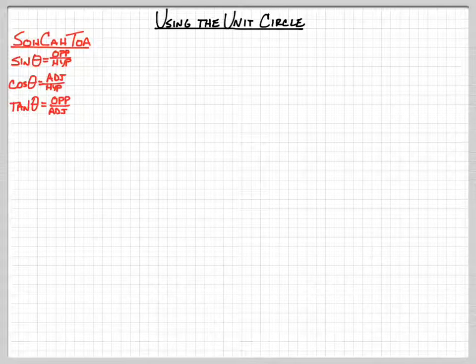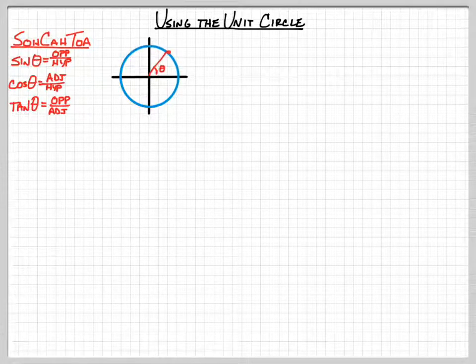So those are the basic ideas of sine, cosine, and tangent in terms of a right triangle. And that right triangle comes into play with our unit circle because we have some angle theta here, and it goes to our cosine value and our sine value. Cosine represents our x value and sine represents our y value.